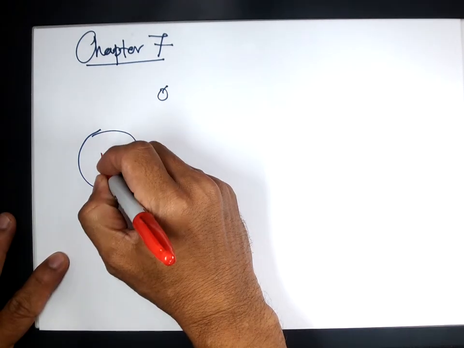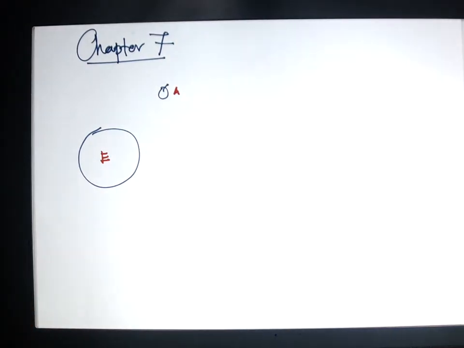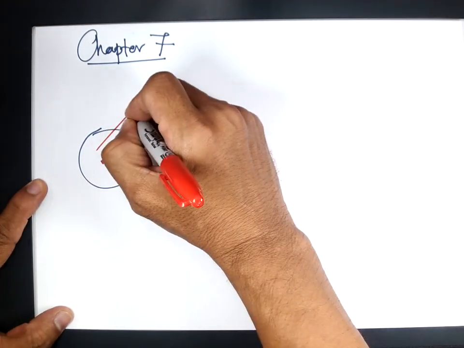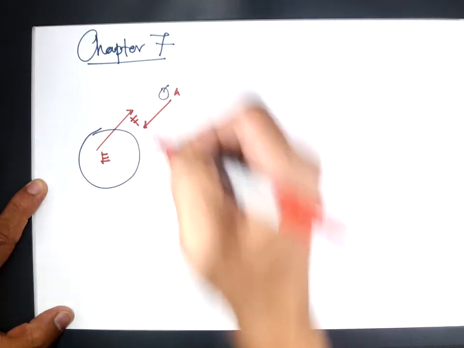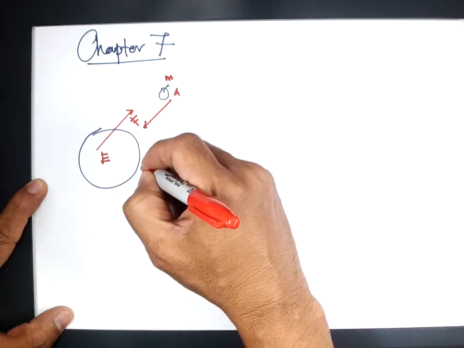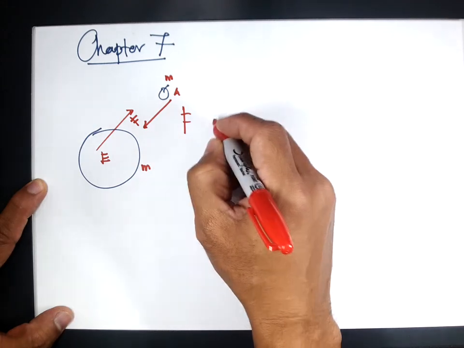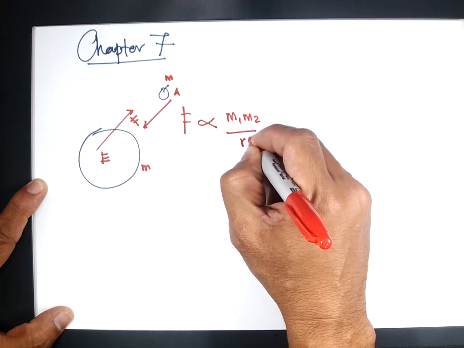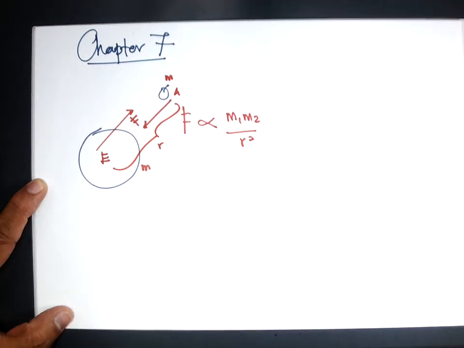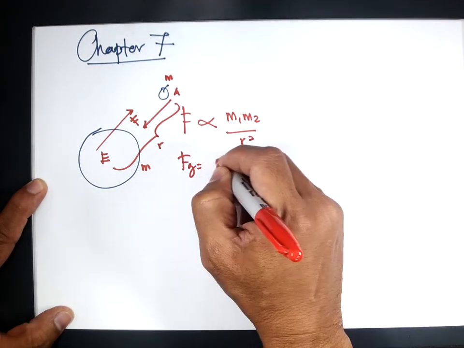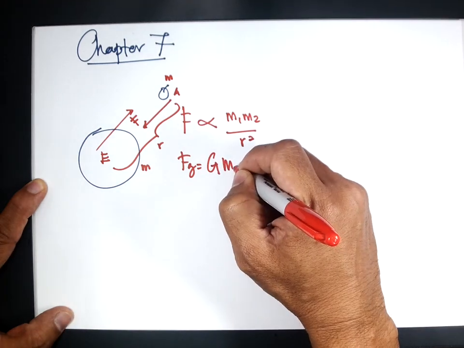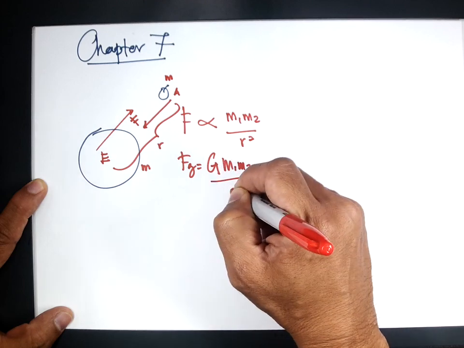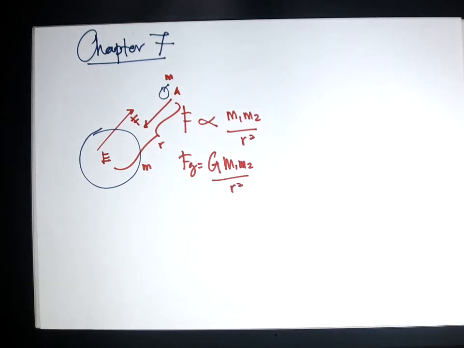Okay, so what happened? This is the earth, this is the apple. So when two masses have interaction between them, it produces an attractive force. This is the mass of the apple, the mass of the earth. The attractive force is directly proportional to the product of the two masses, m1 and m2, and inversely proportional to the distance squared between them. So we come out with this equation: Fg equals G, the universal gravitational constant, times m1 m2 over r squared. So whoever is stronger wins. The earth pulls the apple, the apple pulls the earth. The earth won't go to the apple, right? Okay, so that's why the apple falls.